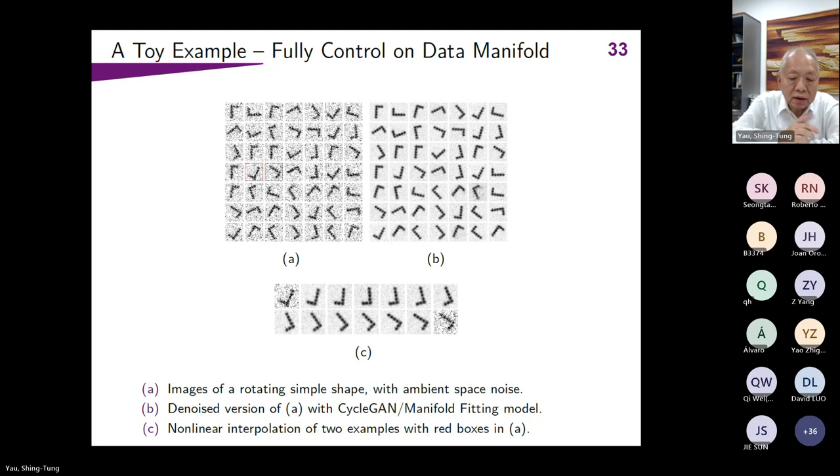So it's all in this picture. The image of the rotating L shape with ambient space noise is the first picture, A. The denoised version of A with the CycleGAN manifold fitting model is B. C is a nonlinear interpolation of two examples with red box in A.